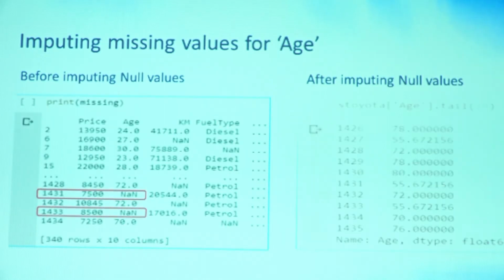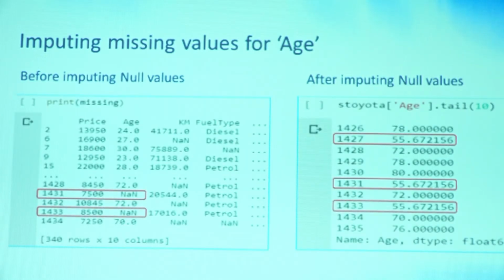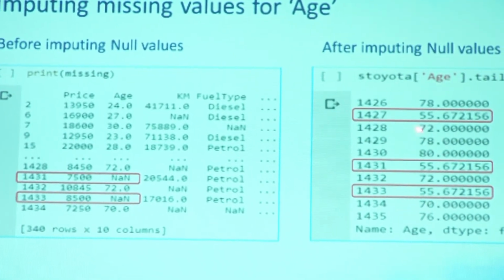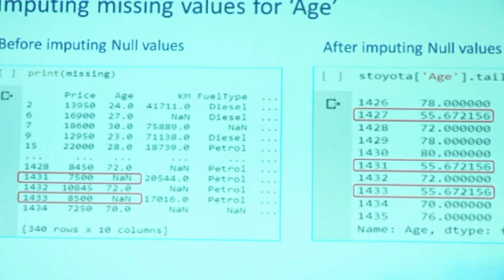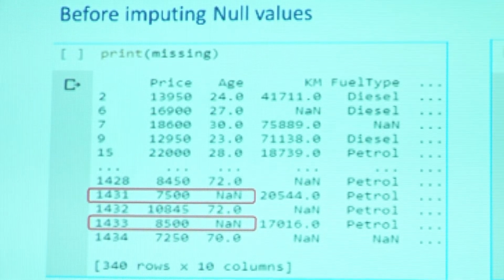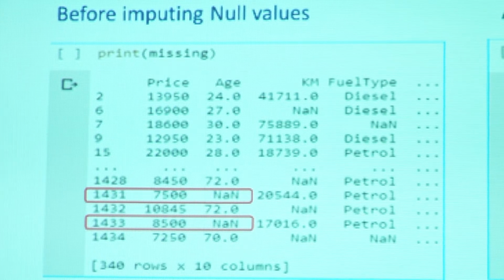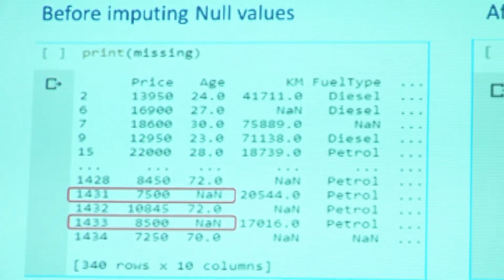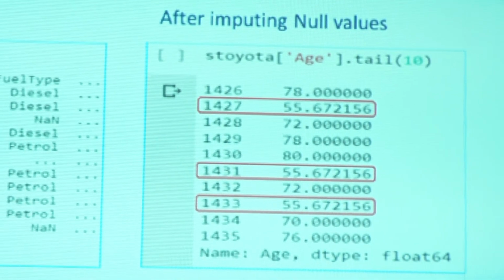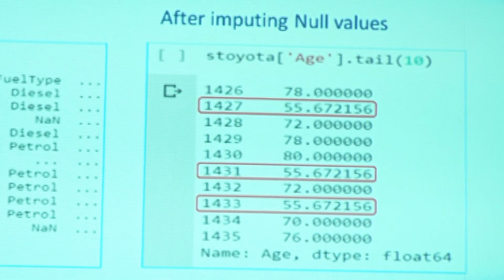So you can see here very clearly, before you imputed, you can print the missing values and you can see over there. You remember yesterday when I told you to check the tail, you were able to see some missing values. Now if you again go for the tail part and check, you can see those missing values.